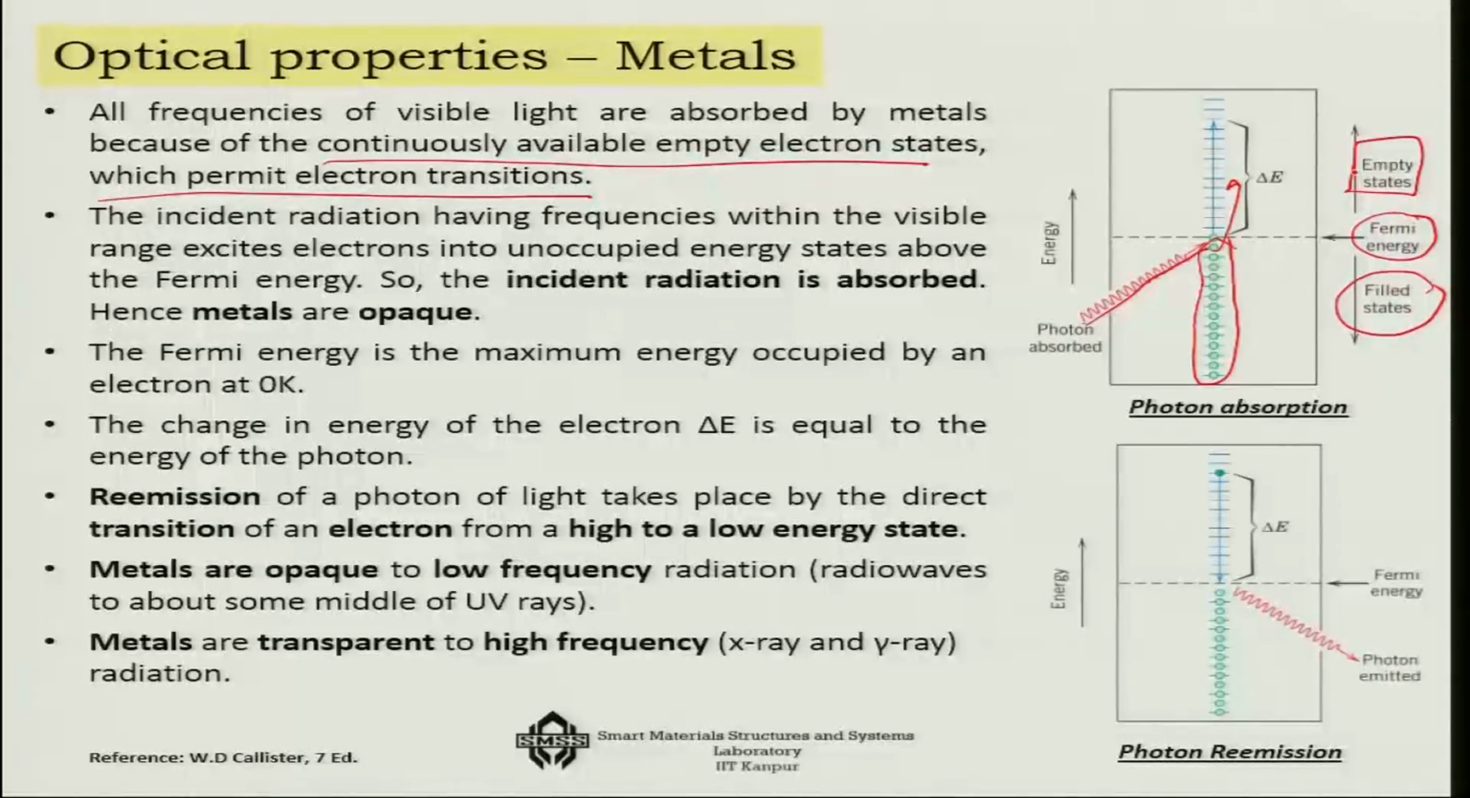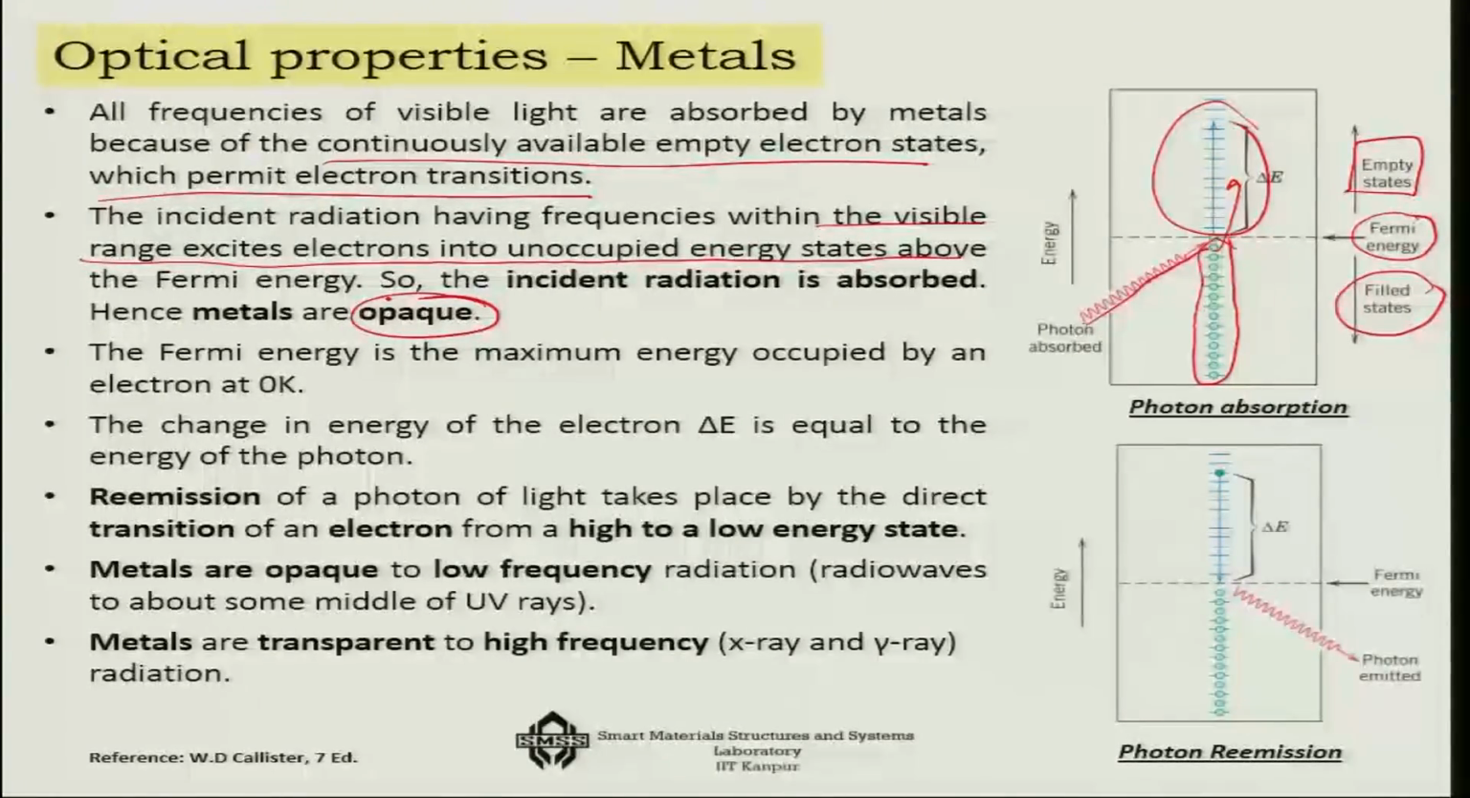So, the incident radiation having frequencies within the visible range excites the electrons into unoccupied energy states, like these states above the Fermi energy level. The incident radiation is absorbed and hence metals are opaque, because they do not allow any light to pass through; they use the entire light to excite their own electrons, and that is why they are opaque. Now, the Fermi energy is the maximum energy occupied by an electron at 0 degrees Kelvin. That is the way it is actually defined.